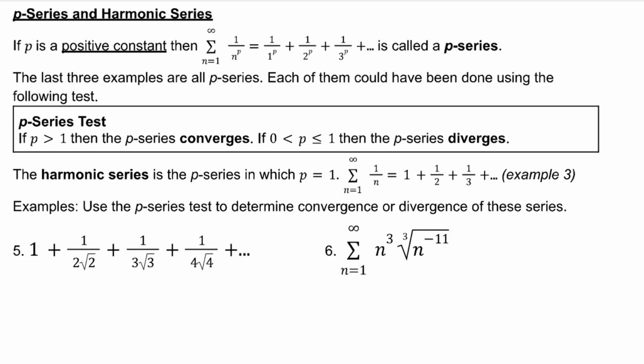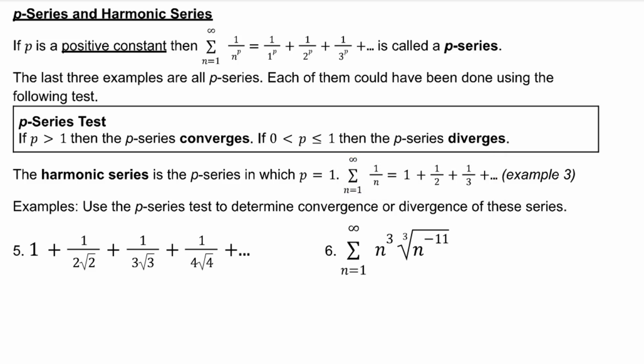You may have noticed a pattern with our previous 3. All of those series are considered p-series. If p is a positive constant, then this is called a p-series. If p is greater than 1, then the p-series converges. If p is greater than 0 and less than or equal to 1, then the p-series diverges. For the geometric series to converge, r must be less than 1. For the p-series to converge, p must be greater than 1. Here's the harmonic series in which p equals 1. That is known as a divergent series.